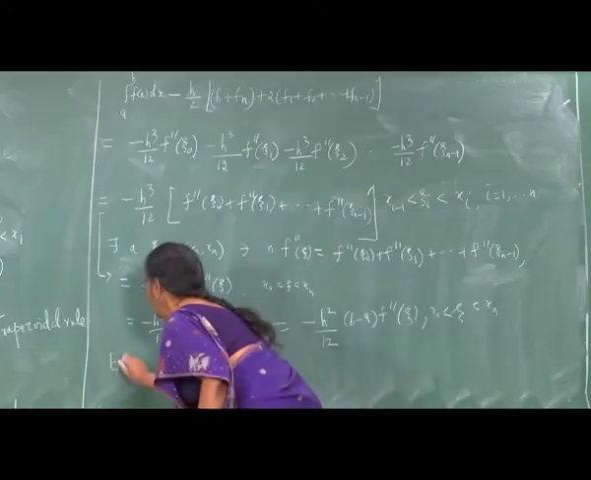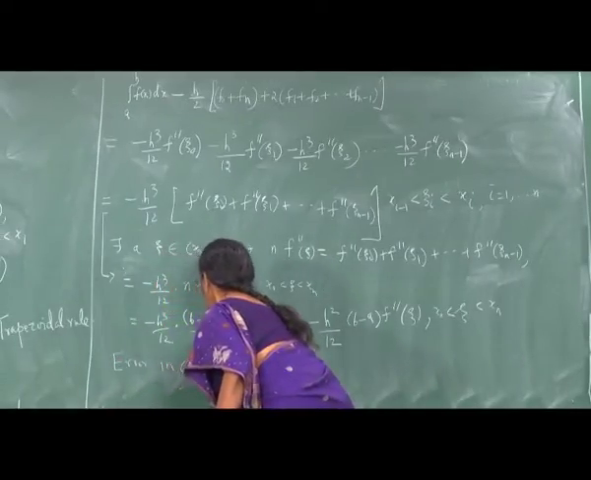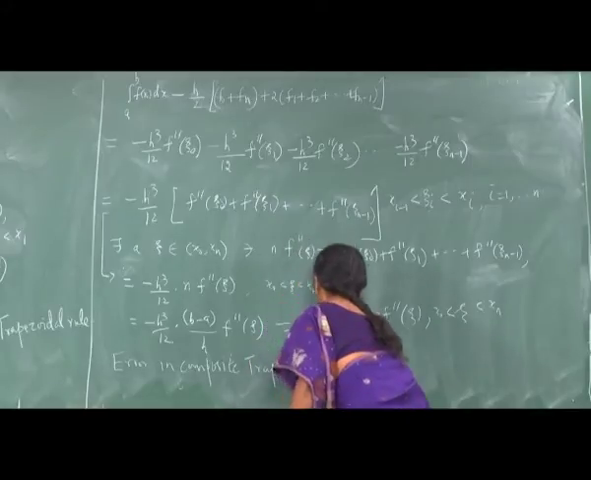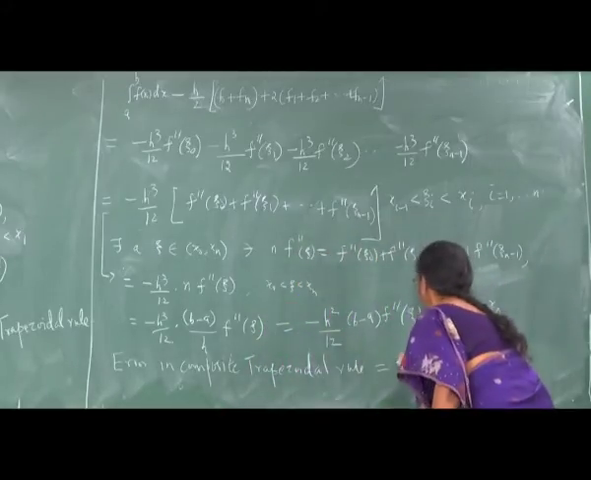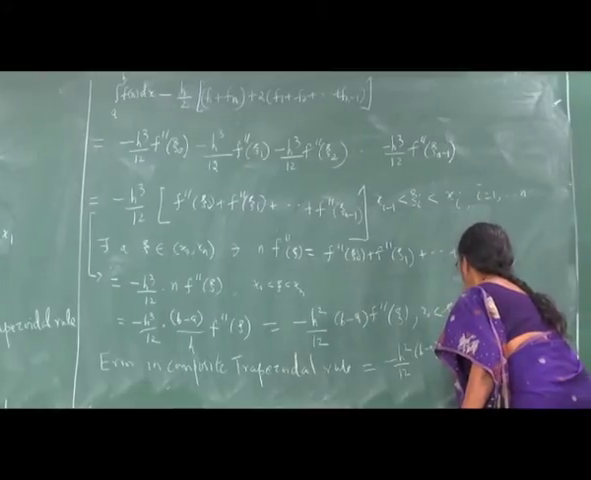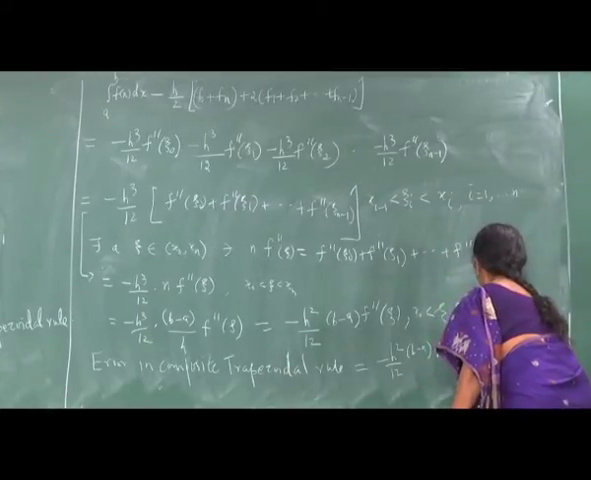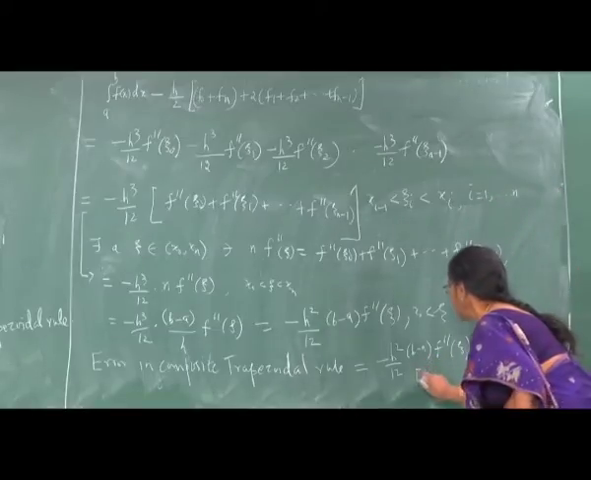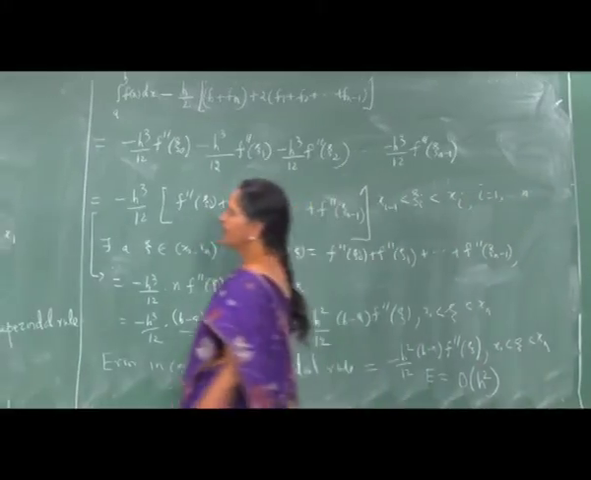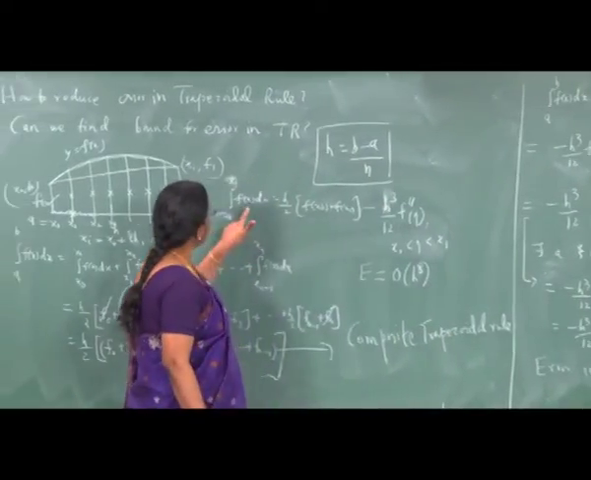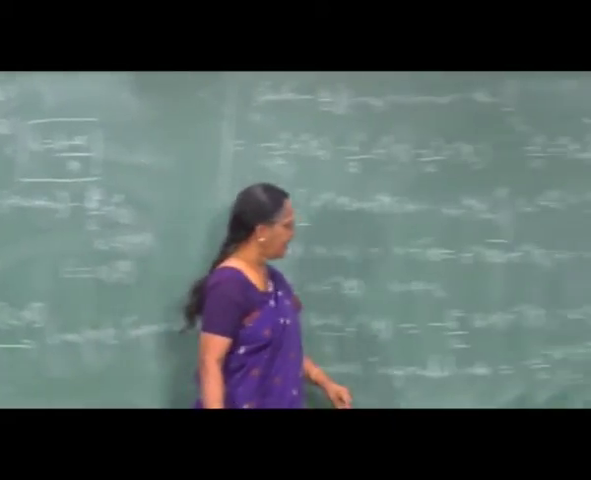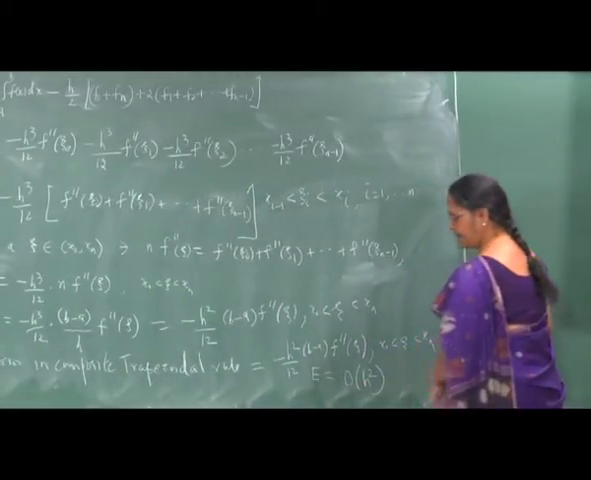So, the error in composite trapezoidal rule is minus h square by 12 into b minus a into the second derivative at psi for psi lying in this interval x naught to x n. So, we observe that this error is of order of h square, while the error in trapezoidal rule is of order of h cubed. The error in composite trapezoidal rule is of order of h square.